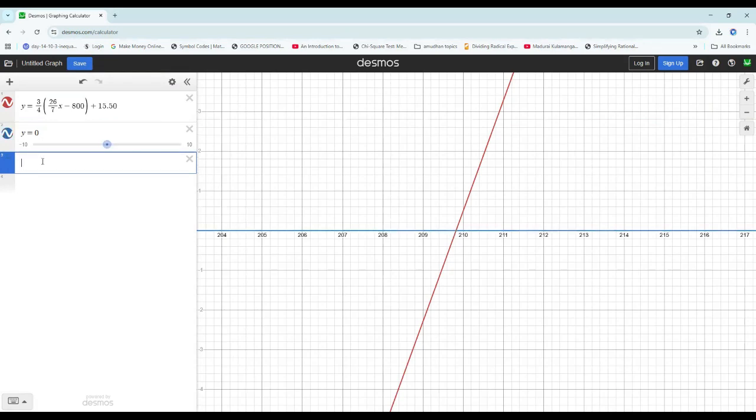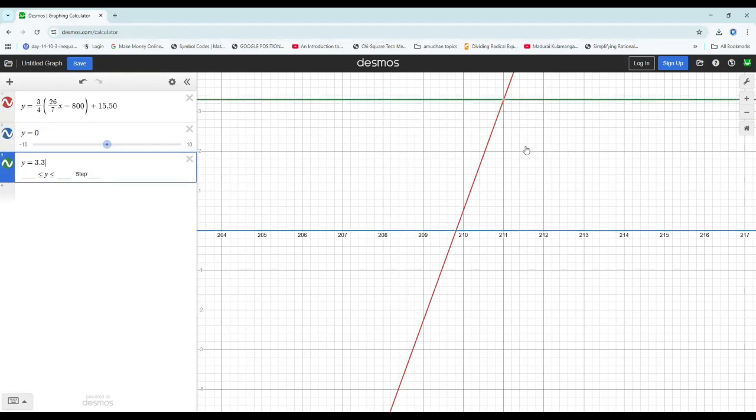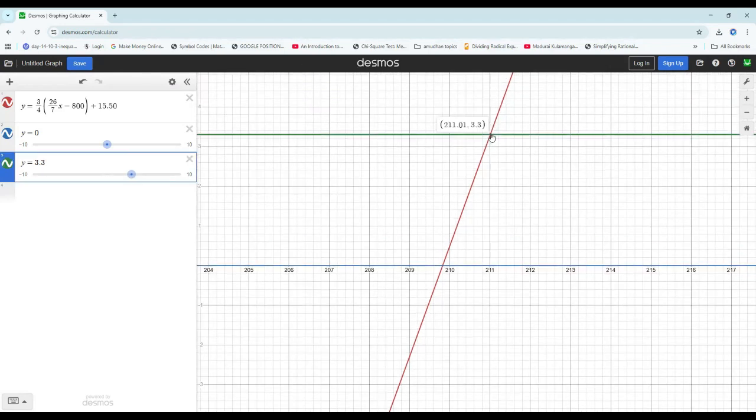Now let me give the second value of y, that is y equals 3.3. When I give y equals 3.3, I get another horizontal line in green color. Now let me get the point of intersection. When y equals 3.3, I'm getting x equals 211.00513. Here is a point of intersection and here is a point of intersection. When I increase the value of y from 0 to 3.3, I got the corresponding values of x here and here.